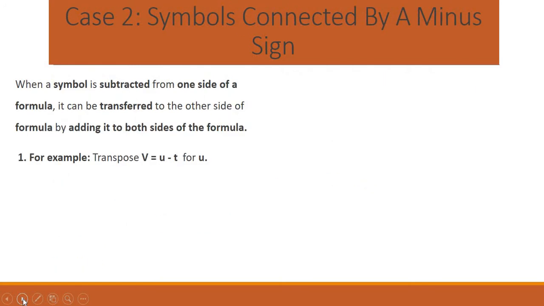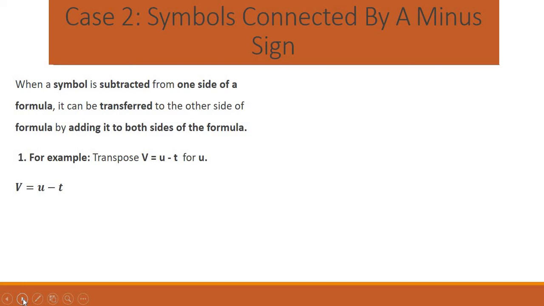Now case 2 has to do with symbols connected by a minus sign. When a symbol is subtracted from one side of a formula, it can be transferred to the other side of the formula by adding it to both sides of the formula. For example, transpose V equal U minus T for U. So we first rewrite our question, right? And we'll have V equal to U minus T.